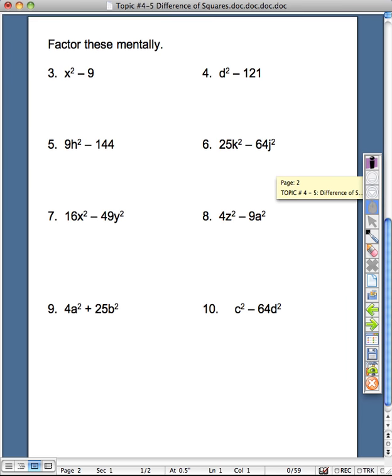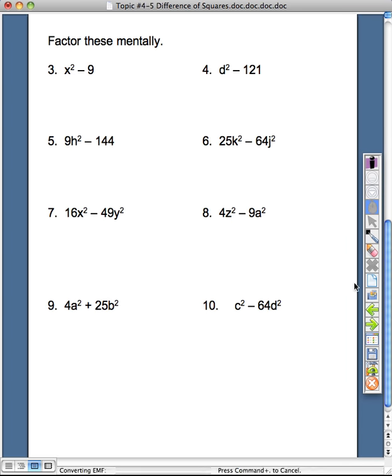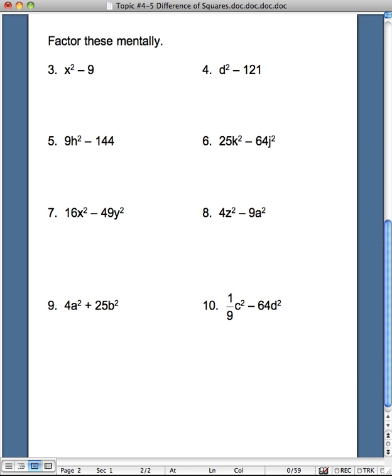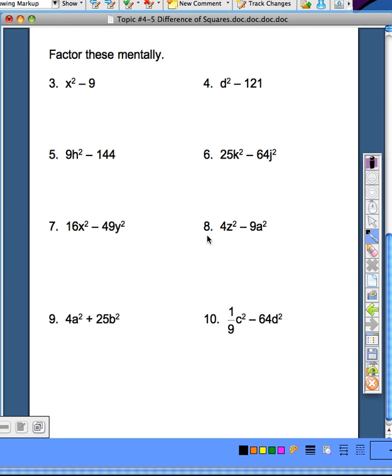for today. Now we're going to do these mentally, which means we're not going to do the box. We're going to recognize, is this a difference of squares? We have a minus sign. We have two terms on each end of the binomial that we can take the square root of. So we factor it as a difference of squares. The square root of the first term, square root of the second term. One of the factors is plus and one is minus.